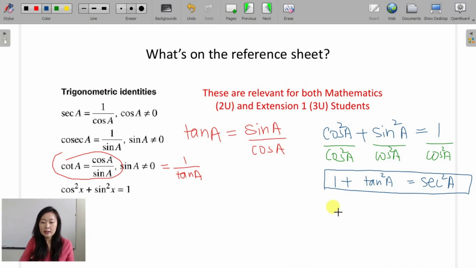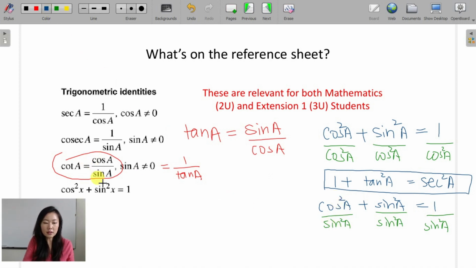And then same starting point, cos squared A plus sine squared A equals 1. And this time you divide everything by sine squared. All right, so cos on sine is cot, and sine on sine is 1. 1 on sine you can see is cosec.